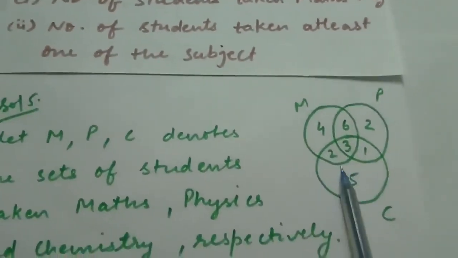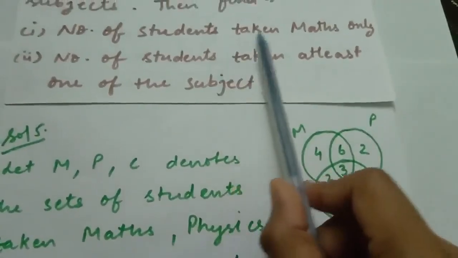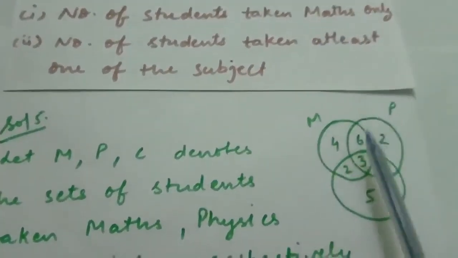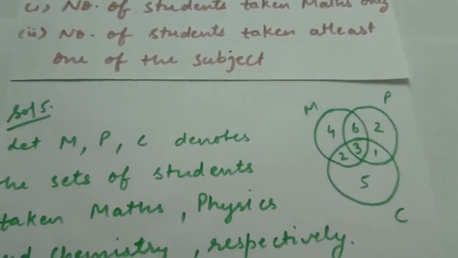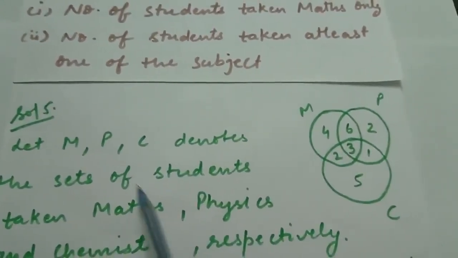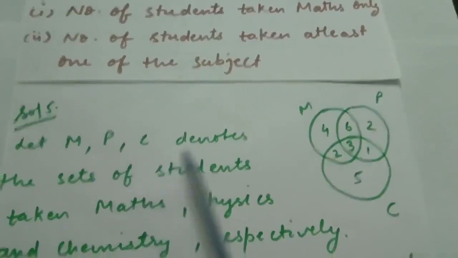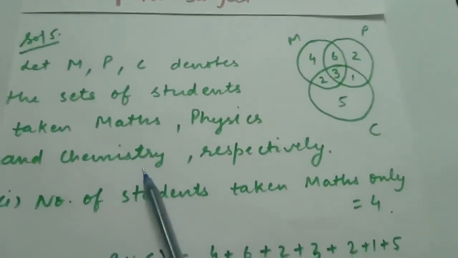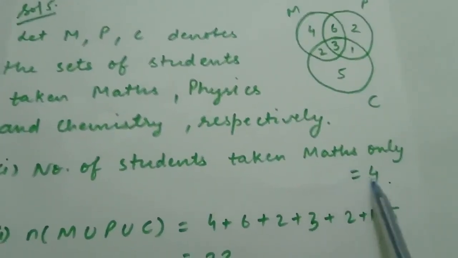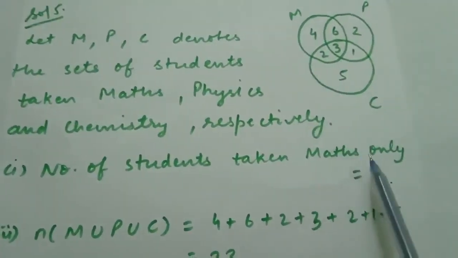So you have made this Venn diagram. We have to find number of students taken maths only. So this is the portion which shows the number of students taken maths only. So you will let M, P, C denote the sets of students taken maths, physics and chemistry. Number of students taken maths only will be 4.